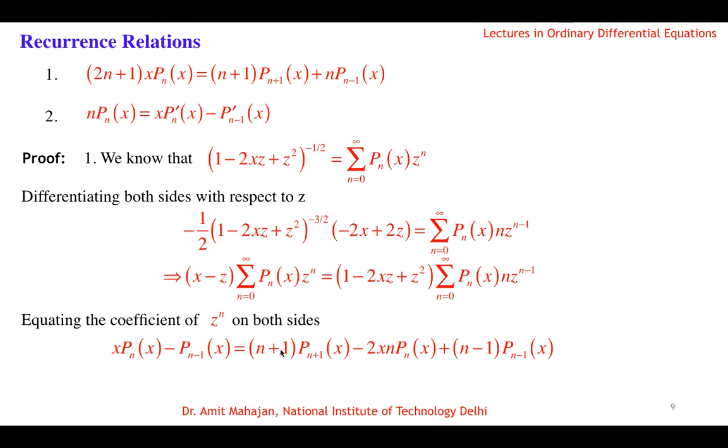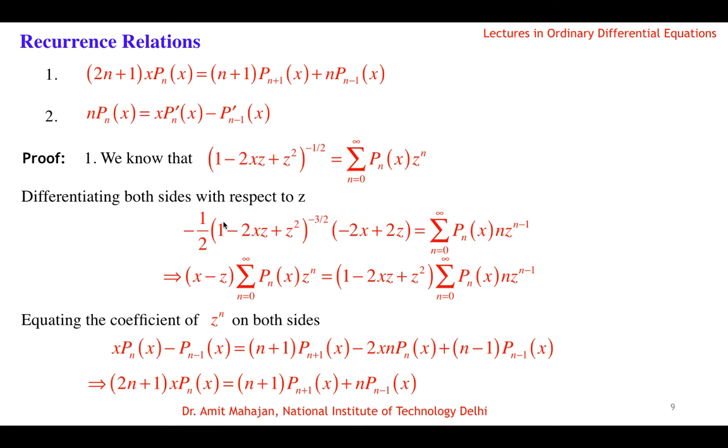So (n+1) P_(n+1) minus 2x z^n, so minus 2x n P_n(x), and z squared will make it z^(n+1), so we have to reduce by 1, giving (n-1) P_(n-1)(x). Then we just rearrange them and combine the terms of P_n(x) and P_(n-1)(x), and we will see that you get the first result.